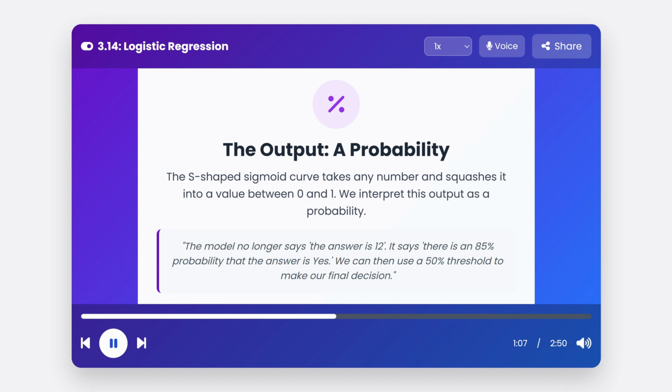So instead of predicting an arbitrary number, the model now outputs the probability of the answer being yes. We can then set a simple threshold, usually 50%, to make our final decision. If the probability is higher than 50%, we predict yes, otherwise, we predict no.